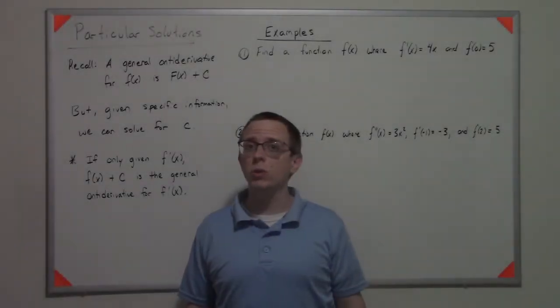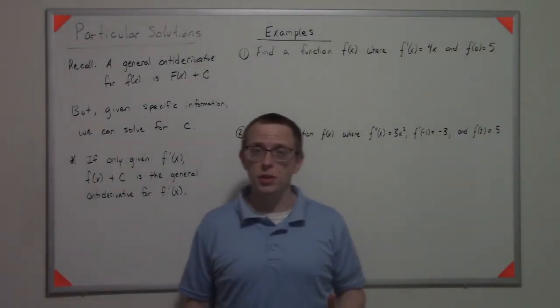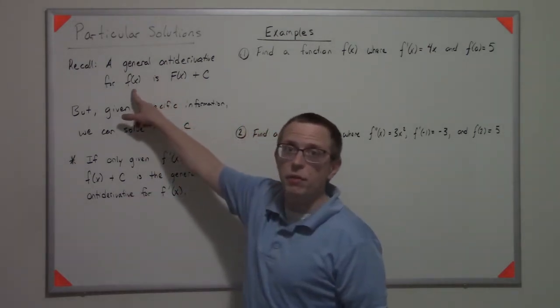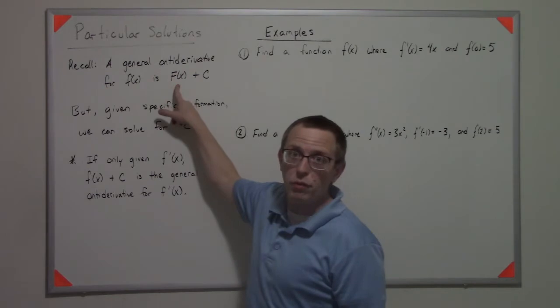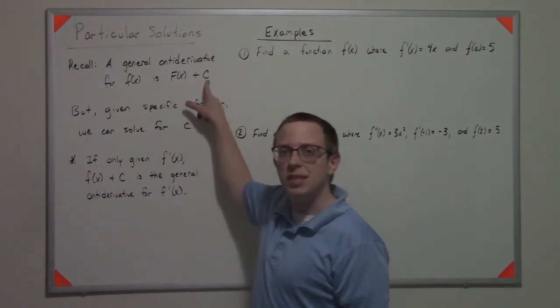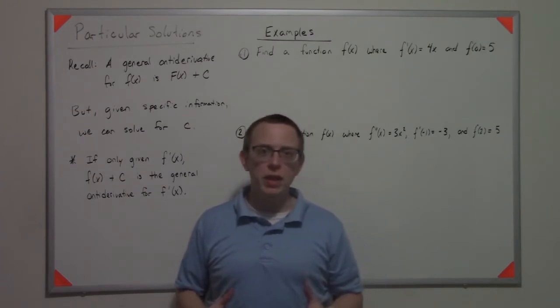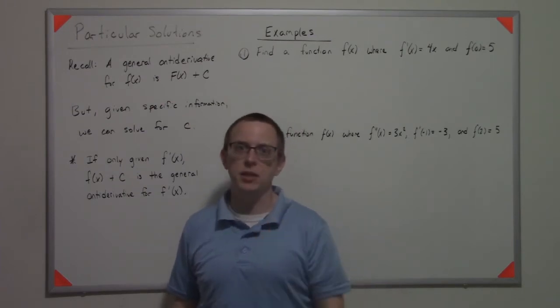So far, we've only discussed general antiderivatives. That is to say, if I start off with some little f of x, I can find a big F of x, and then there's the plus c to get a general antiderivative. But it's often the case that we want to solve for specific antiderivatives.